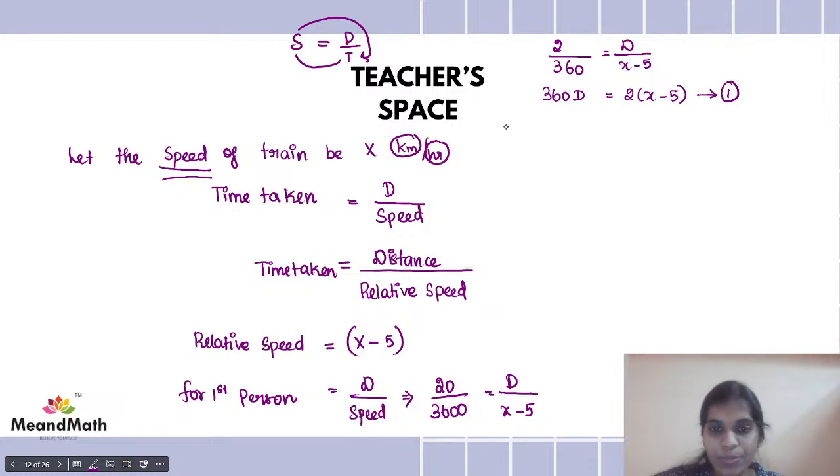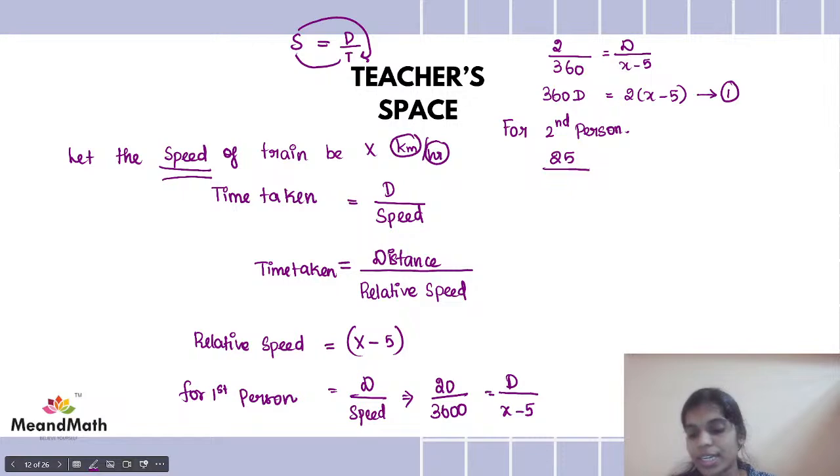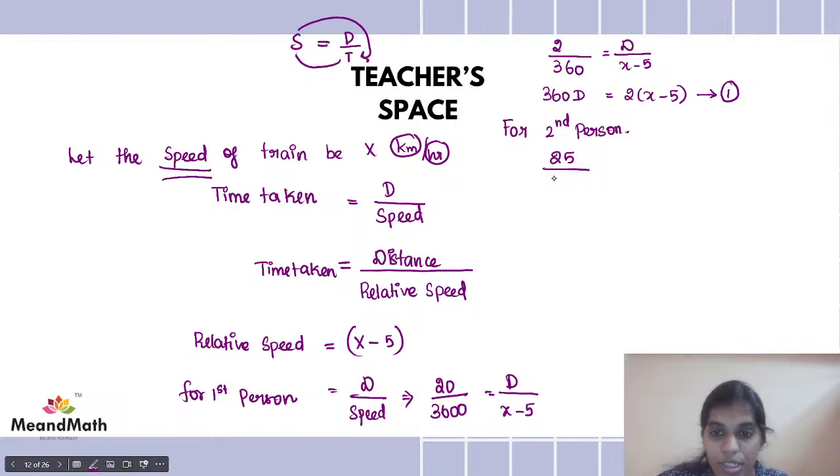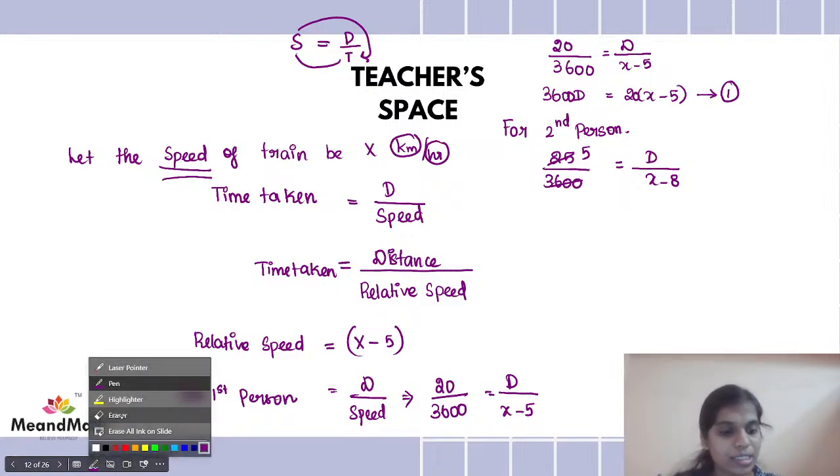Now for the second person, I am calculating the same. 25, because the time is 25 seconds. 25 by 3600 equals the same distance by x minus 8, because the person is moving at 8 km per hour. The zero is not getting cancelled, so let it be like this so that we can make our problem easy. Let it be 5 as it is.